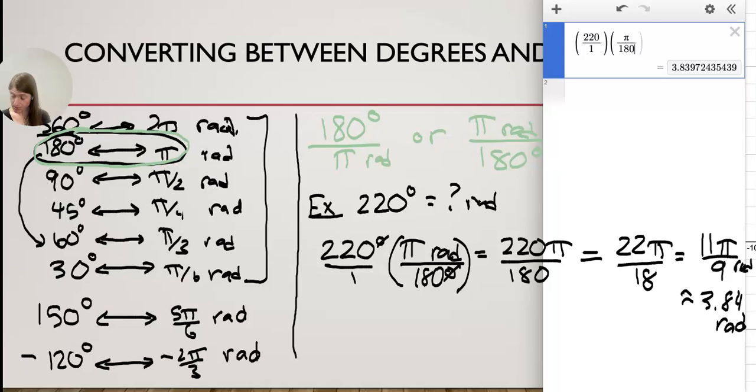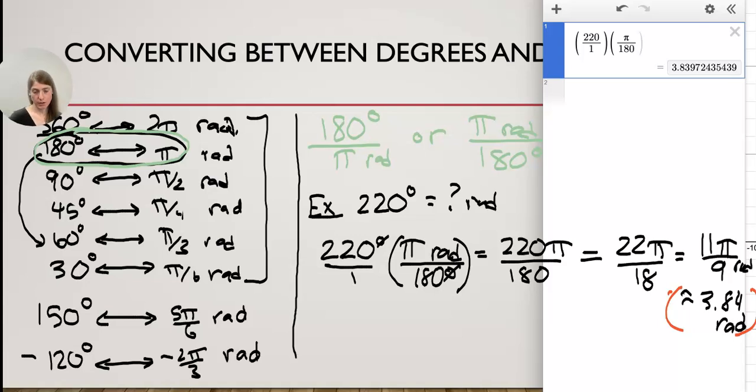Again, most of the time you're going to leave your answers with a pi, but what you want to remember is pi is really about 3.14. So 180 degrees is about 3.14 radians. So 220 should be a little bit more than 3 radians, but not quite 4 in this case. So only give that decimal answer if they specifically ask you for a decimal.